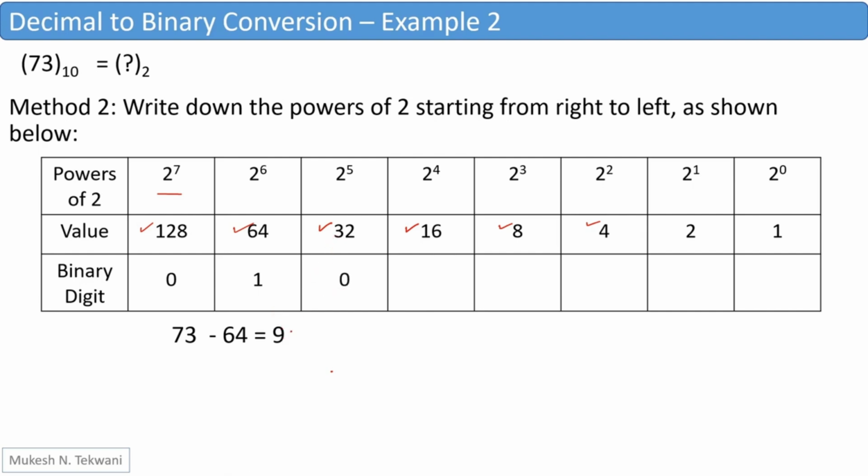Now we compare 9 with 16. So 9 is less than 16, so put a 0. Again we compare 9 with 8. So 9 is greater than 8, so we put a bit 1.